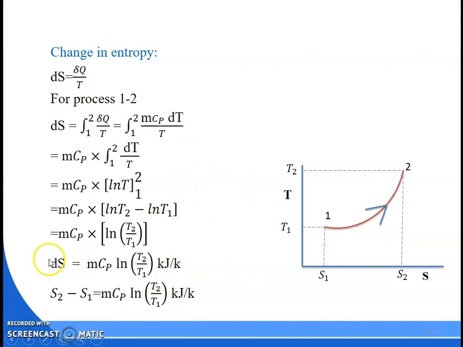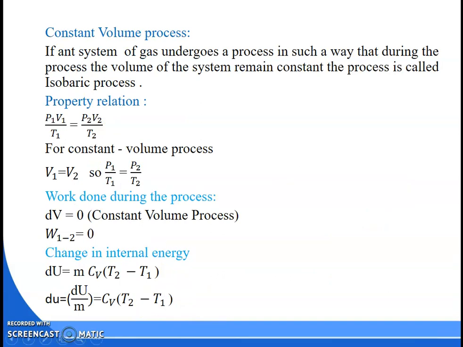So we get S2 minus S1. If I integrate ds from 1 to 2, the integration of ds is s, limit from 1 to 2. I can write S2 minus S1 is equal to mCp ln T2 by T1 in kilojoule per Kelvin. Why kilojoule per Kelvin? Because ds is equal to del Q by T. What is the unit of heat? Kilojoule. What is the unit of temperature? That is Kelvin. So S2 minus S1 is equal to mCp ln T2 by T1, which has the unit kilojoule per Kelvin. So that is the constant pressure process that we read.